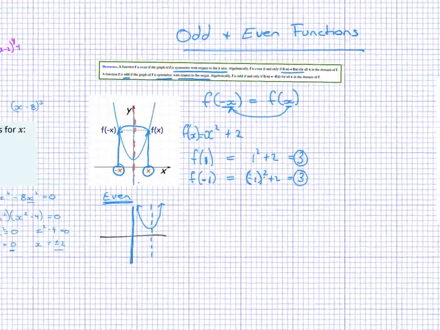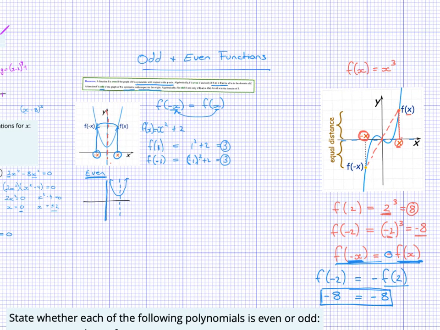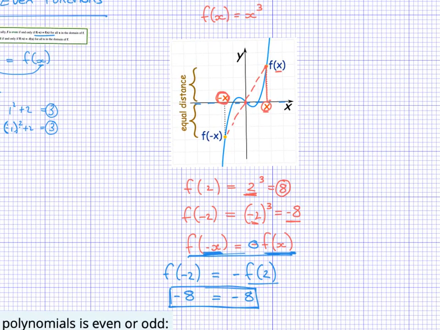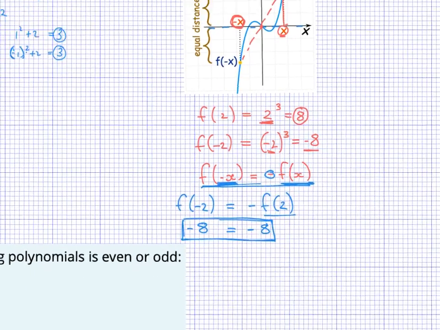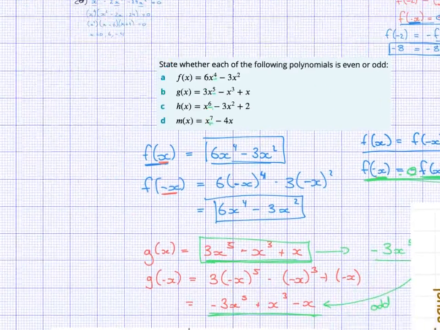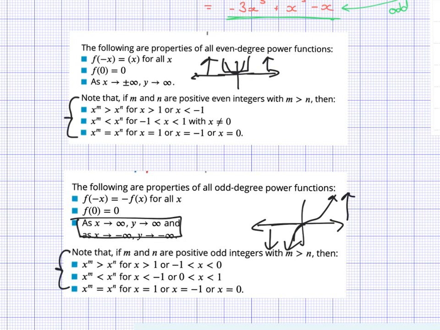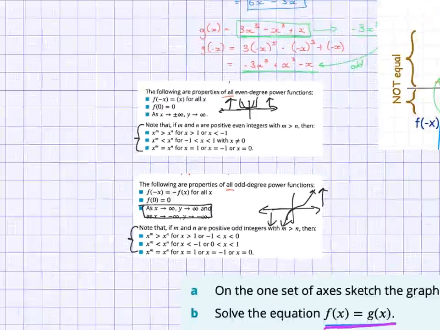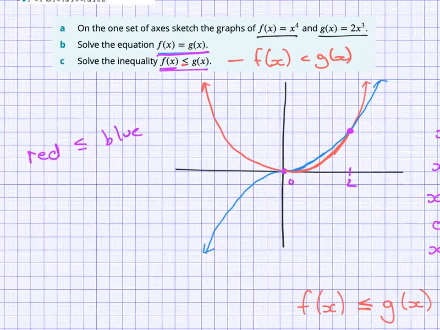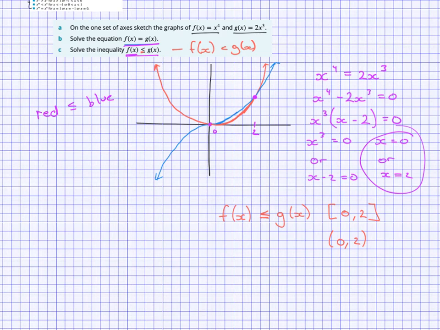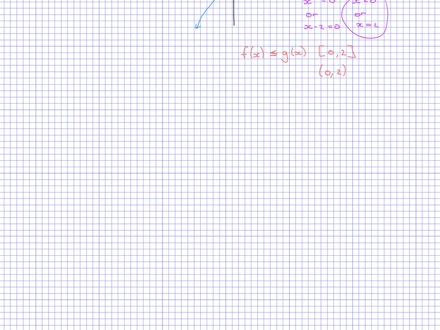Then we looked at odd and even functions, where even functions are symmetrical around the y-axis, so treating it like a mirror, and odd functions are symmetrical about the origin, so treating it like a rotational axis. There's a few rules to look at, or a few properties to remember for odd and even functions. These are the same for all even functions and all odd functions. And then we came to look at sketching, graphing, and using inequalities on two different graphs, which we hadn't done very much previously.